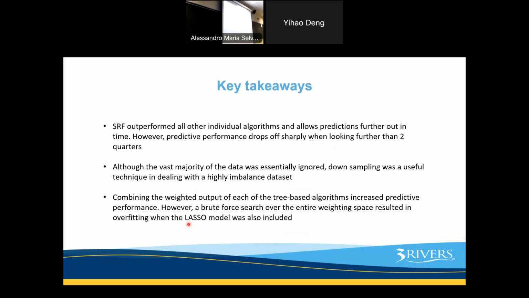So the key takeaways: the super learner random forest outperformed all other individual algorithms, and it also allows predictions further out into time. However, the predictive performance dropped off sharply when looking further than 2 quarters. Second key takeaway, although the vast majority of the data is discarded, downsampling was a useful technique in dealing with a highly imbalanced data set. And finally, combining the weighted output of each of the tree-based algorithms increased predictive performance. However, a brute force search over the entire weighting space resulted in overfitting when the lasso model was also included.